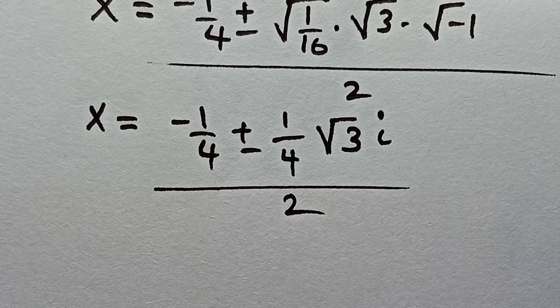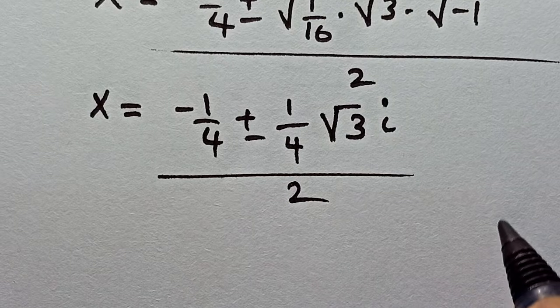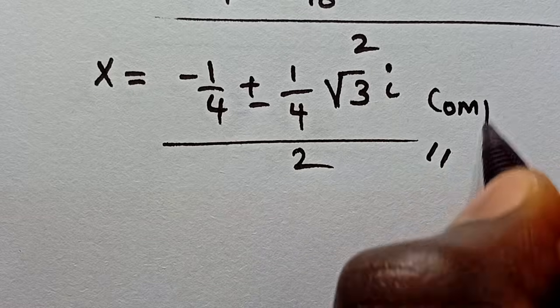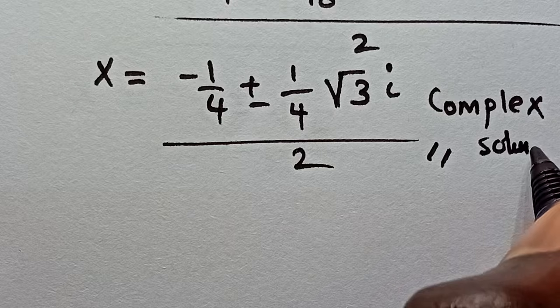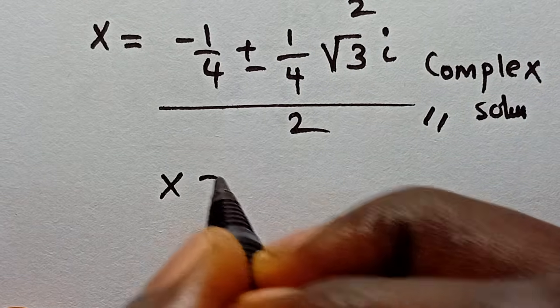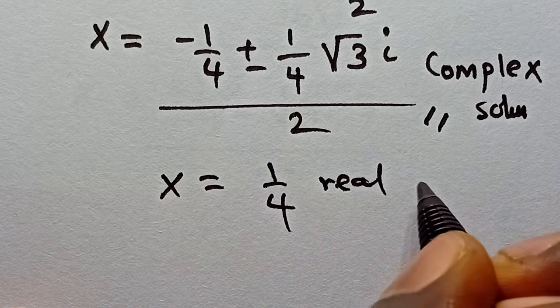So from here, this is the complex solution. Then we have x to be 1/4 to be the real solution.